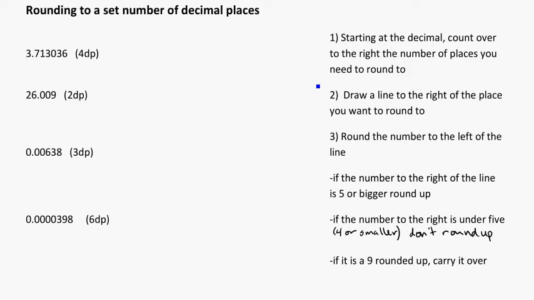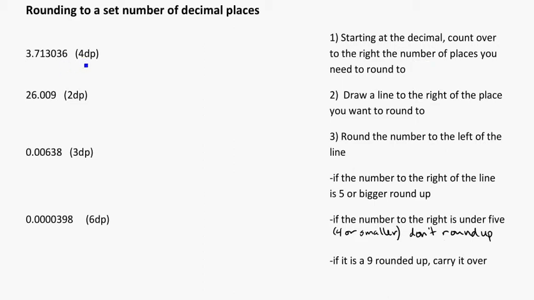So here we're going to be rounding to a set number of decimal places. Now decimal place rounding is nice because the only thing we have to do is find the decimal and count over and then make sure we round up or down in the appropriate way. So starting at the decimal, we'll count over to the right the number of places you need to round.